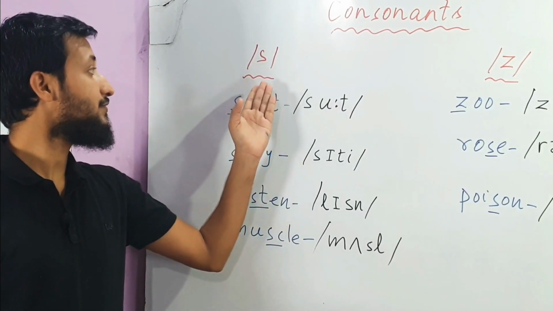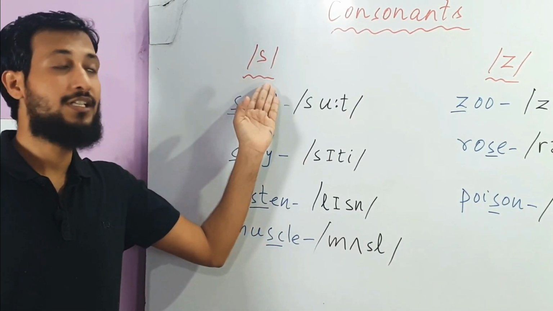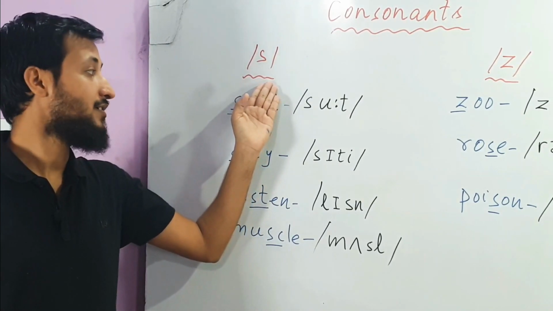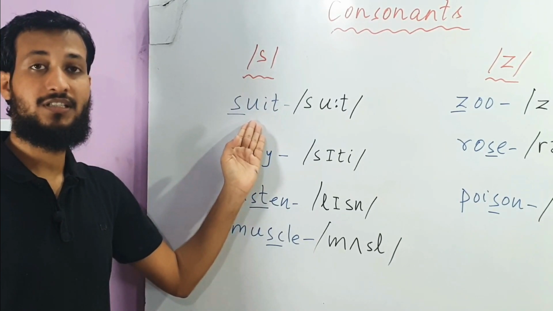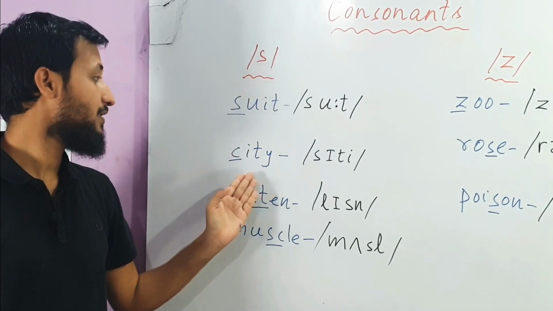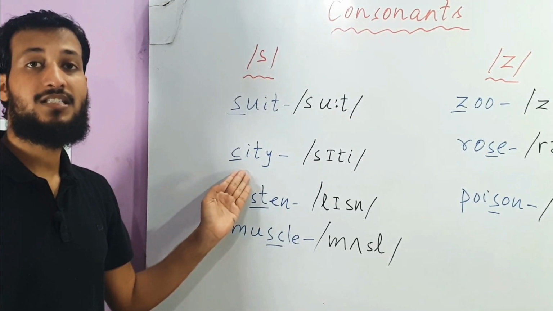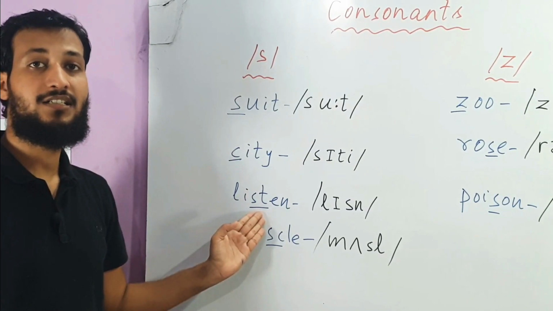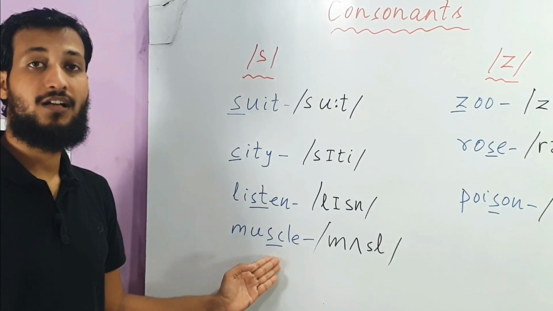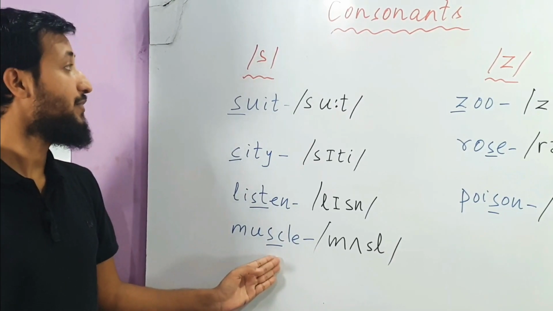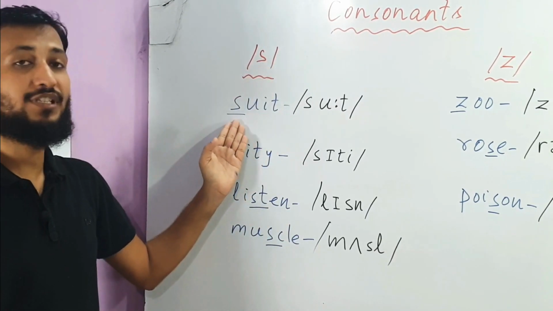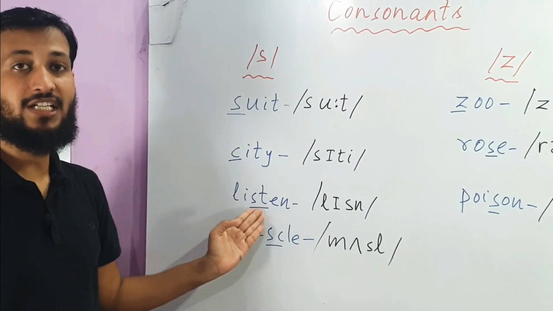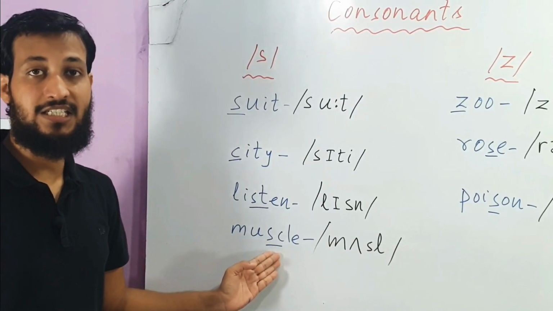The next sound is one of the most common sounds of each language. This is s, as in suit, city, listen, muscle. Pay attention that this sound is pronounced with different letters: here with S, here with C, here with ST, and here with SC.